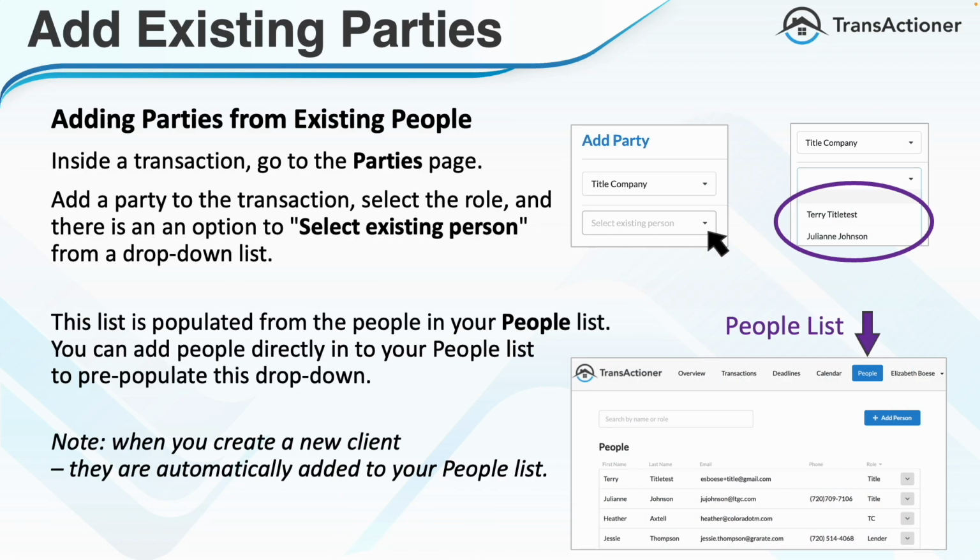Adding parties from existing people. Inside a transaction, go to the parties page and add a party to the transaction, and you want to be able to select from the drop-down list an existing person that you created in your people list. And that makes life a lot easier than having to retype a title or lender's information and their address and their company name and their phone number and all that.